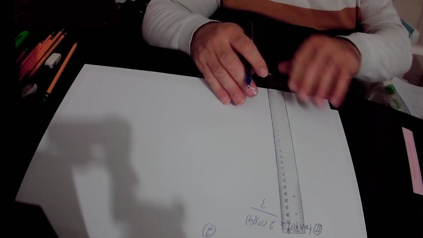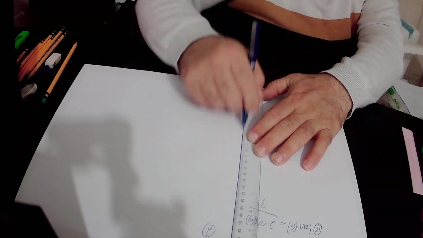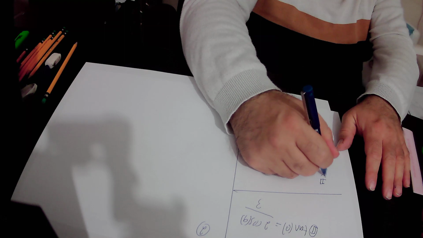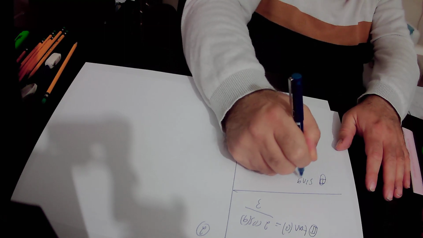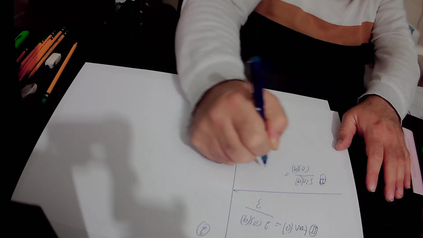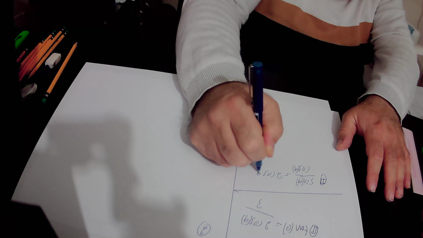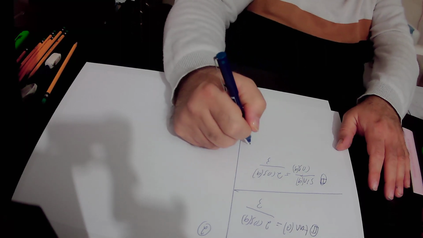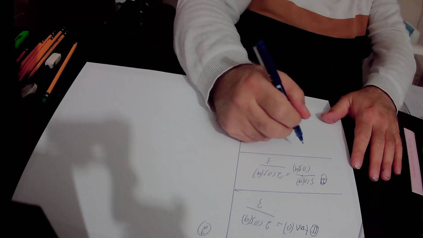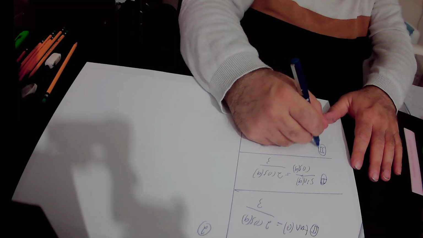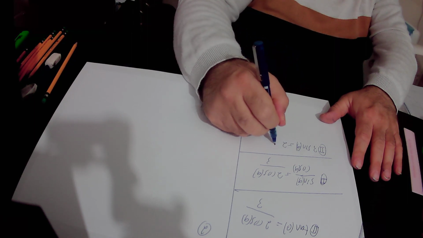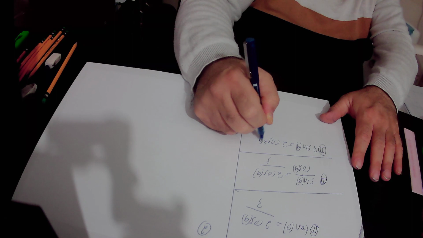Tangent alpha is sine alpha over cosine alpha, so we'll substitute tangent alpha by sine alpha over cosine alpha, and we will get that according to equation number 2, sine alpha over cosine alpha equals 2 times cosine alpha over 3. We will cross multiply, and we get 3 times sine alpha equals 2 times cosine square alpha.